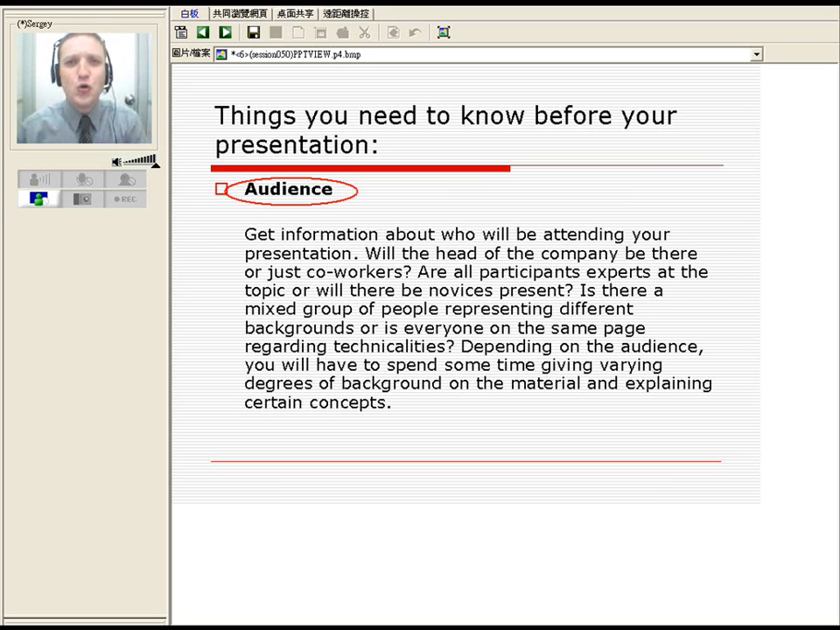The other thing to consider is, are those people who are going to participate in your presentation, or we call them participants, experts or novices in the topic that you're presenting? Now, we have the word expert, which means a person who knows the topic very well. And we have a word novice, a person who doesn't really know what you're going to talk about, or the person who has just a general idea about what you are going to talk about.